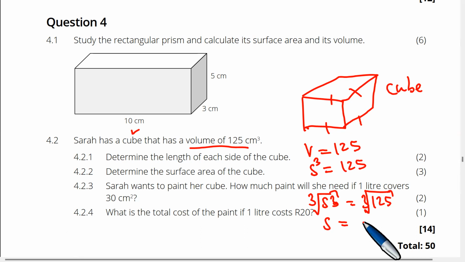The cube root of 125 means that you're looking for the number which you can multiply with itself 3 times to get 125. What number is that? 5 by 5 by 5. What is 5 by 5 by 5? 125.